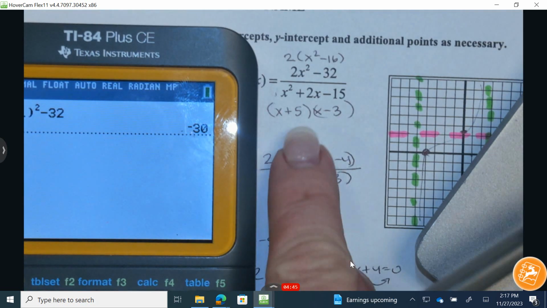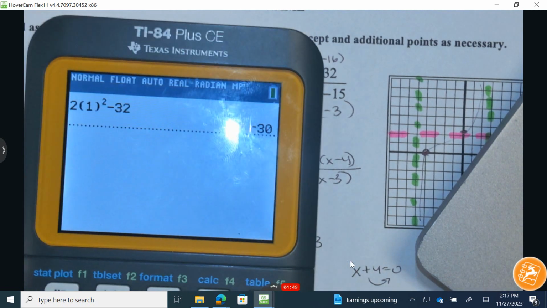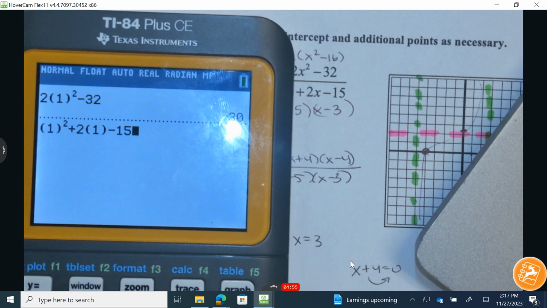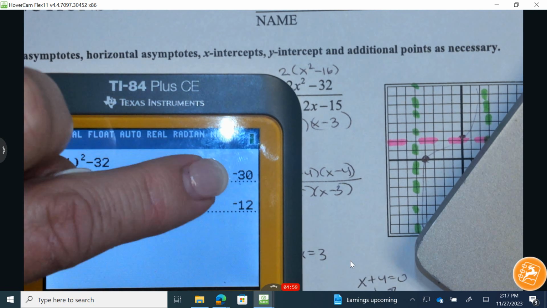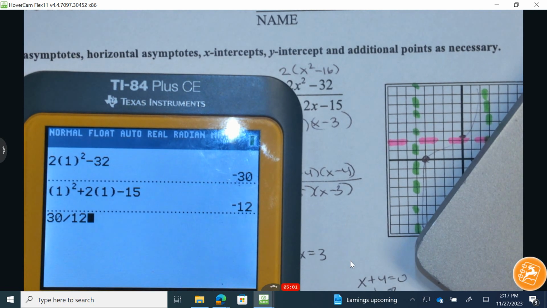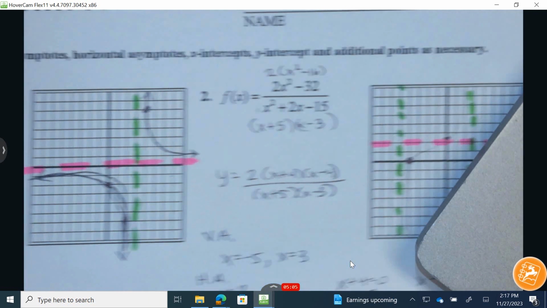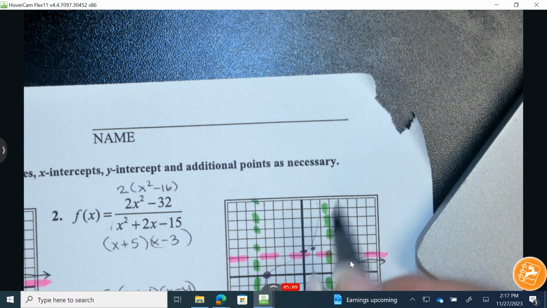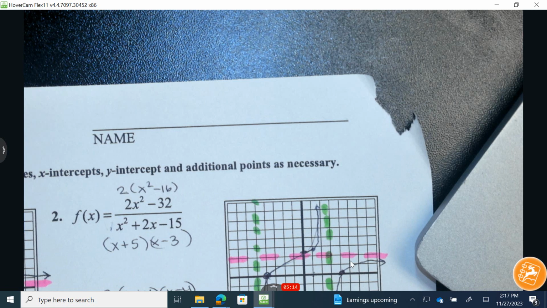And now I'm going to do the exact same thing in the denominator. So I'm going to substitute in 1. So I have 1 squared plus 2 times 1 minus 15. So this is my numerator, this is my denominator. Well, a negative divided by negative is a positive. So when I substitute in 1, I get an output of 2.5. So let's find 1 and 2.5. So I can see that it is going up this way, it's coming back here.